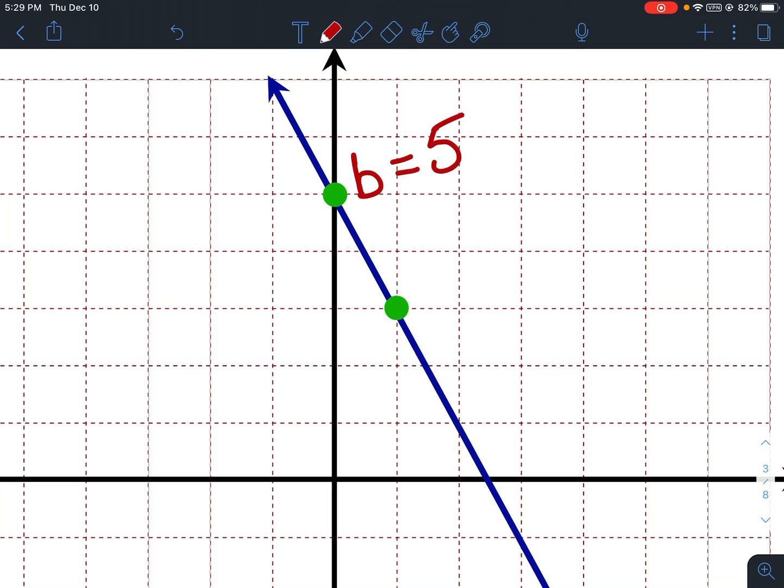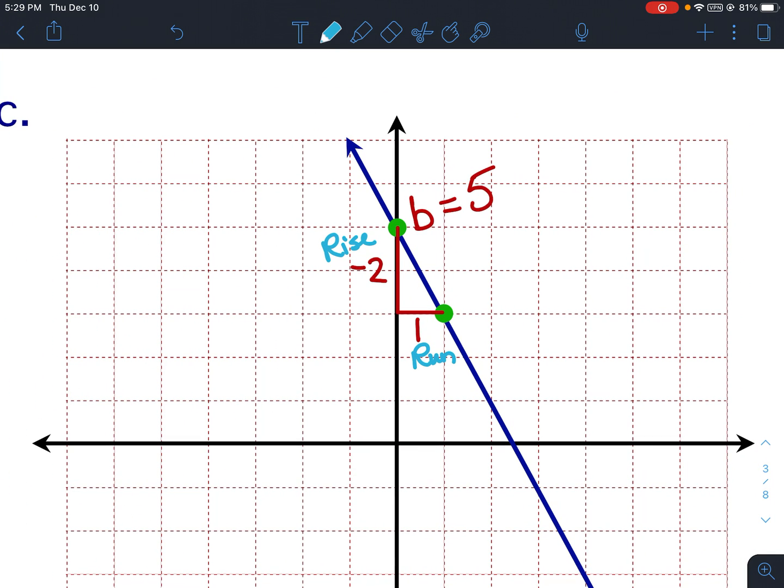All right, so my slope is going downward. So moving from left to right, I go down first. So I go down. And how many do I go down? I go down 1, 2. And because I'm going down, it is actually -2. How much do I run? I run 1. So my rise is -2, and my run is 1.